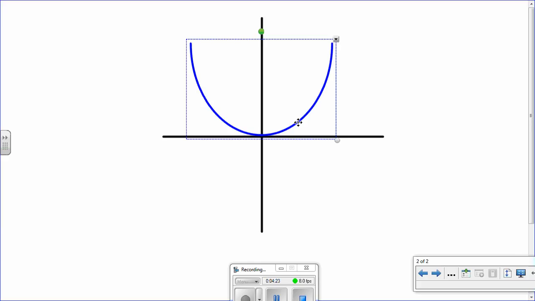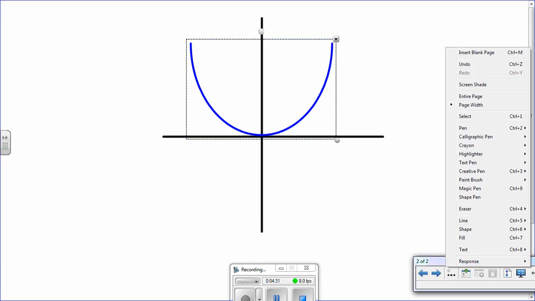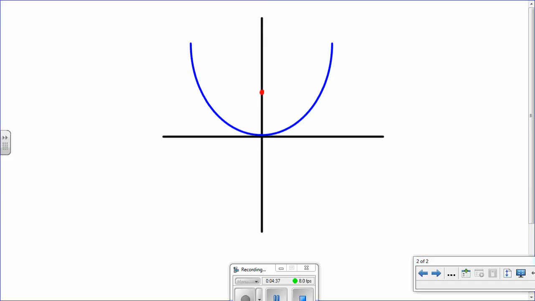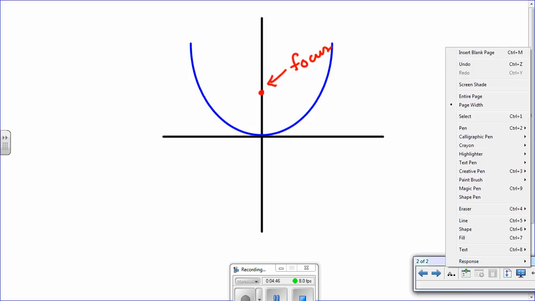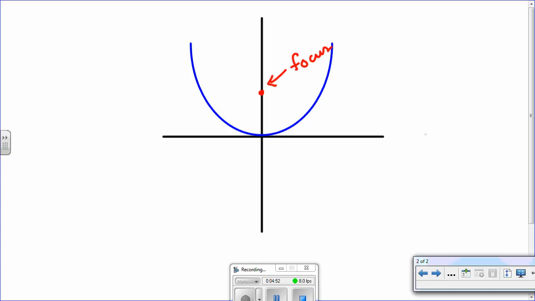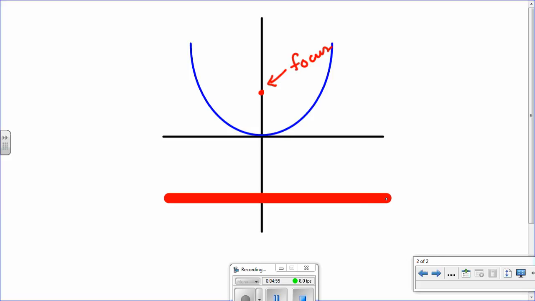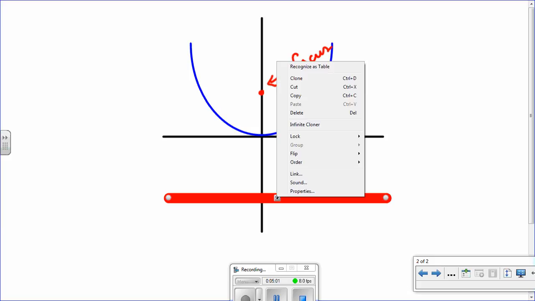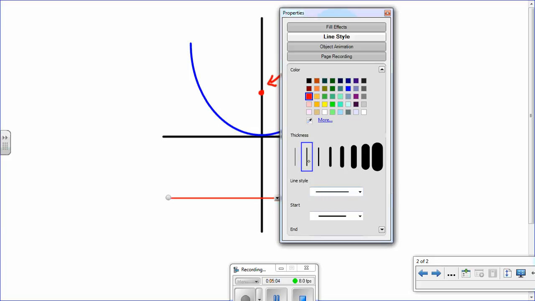So this is our parabola. I'm just going to put it there on the center, okay? Now, it will have a point on the inside, and that point on the inside is called the focus. And then it has a line on the outside, and that line on the outside is called the directrix. Yeah, I don't want to do that fast line. There we go.